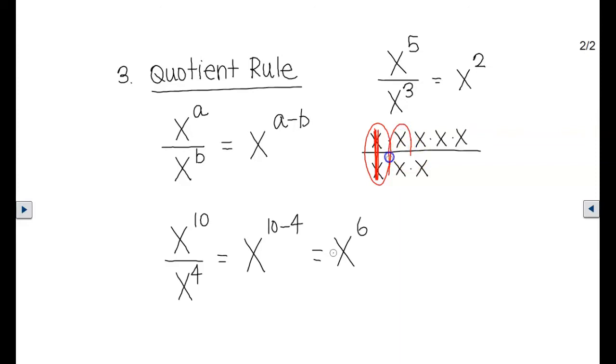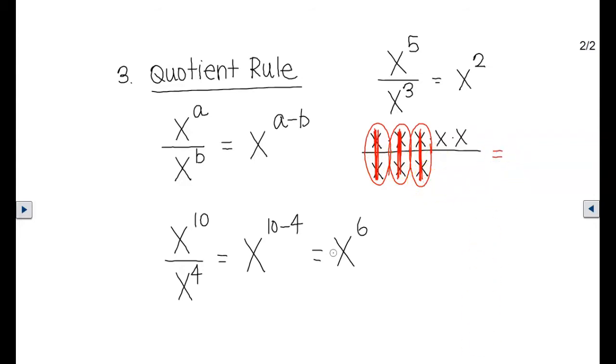Right next door, I see that again. I see an x divided by an x. That's going to turn into a 1. And then finally, one more time, I see an x divided by x. That's going to turn into a 1. So 1 times 1 times 1 would be 1, of course.